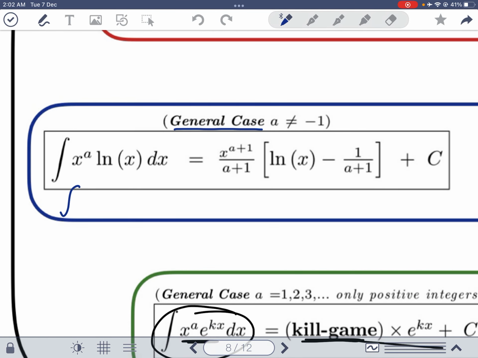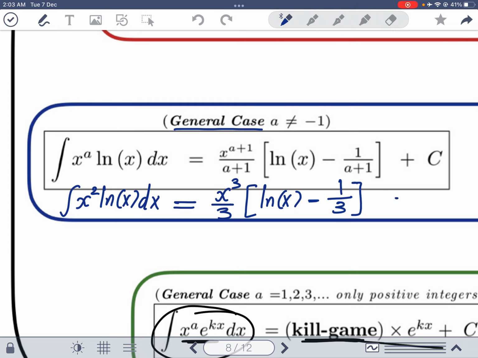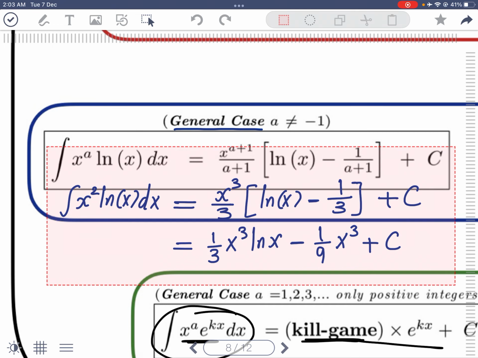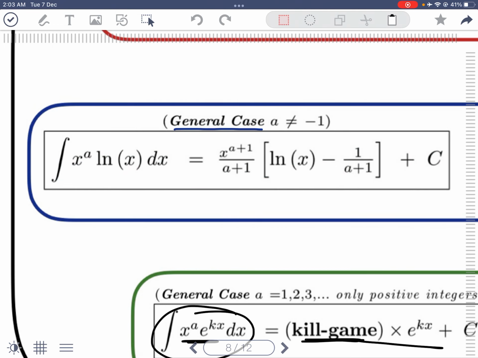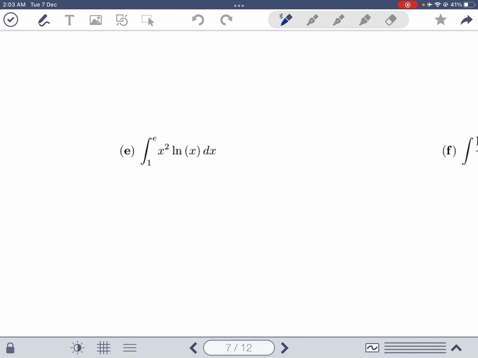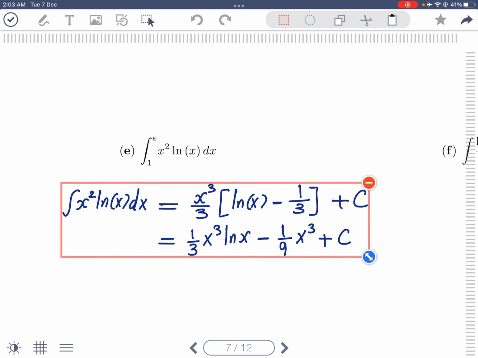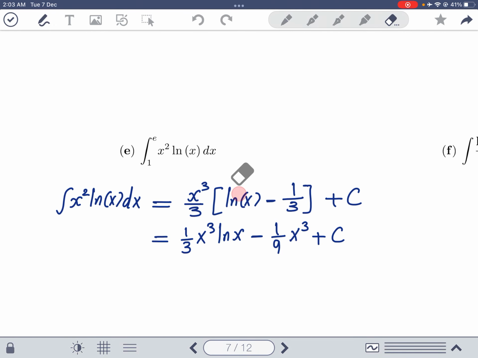So if I have the integral of x squared ln of x dx, then you just do x to the 2 plus 1, x cubed over 3 into ln x minus 1 over 2 plus 1, 3, plus c. So if you can, of course, put the things inside, and you get 1 over 3 x cubed ln x minus 1 over 9 x cubed plus c. So I think that, why don't I just cut this and paste it here. In fact, you see, I put plus c, but this question is a definite integral, so nice.